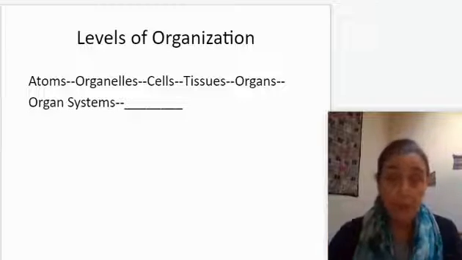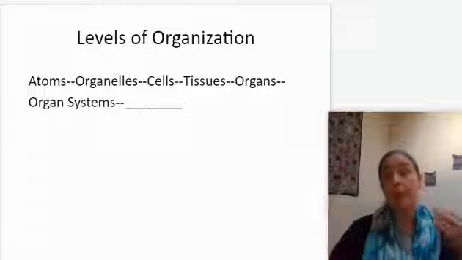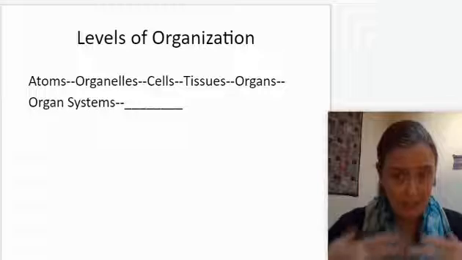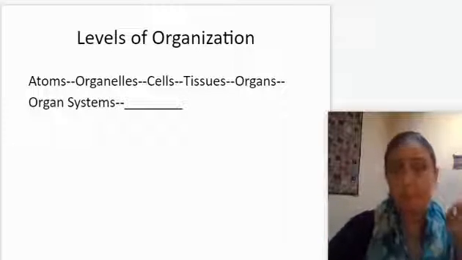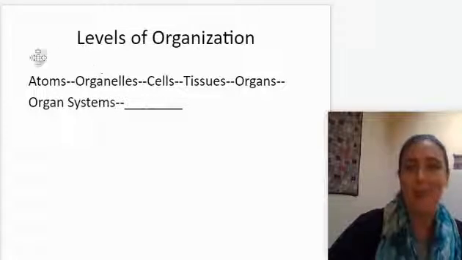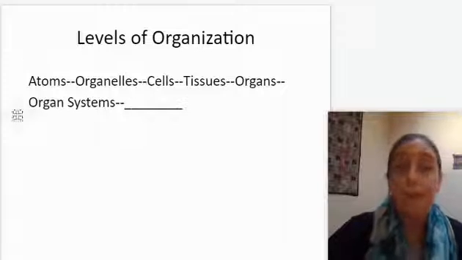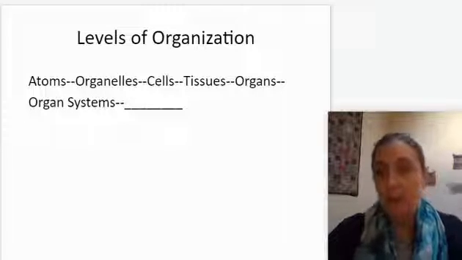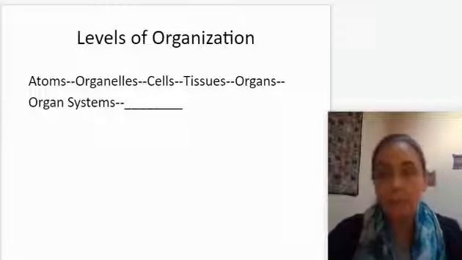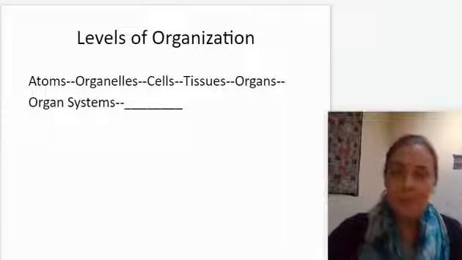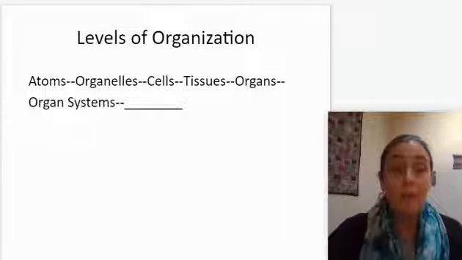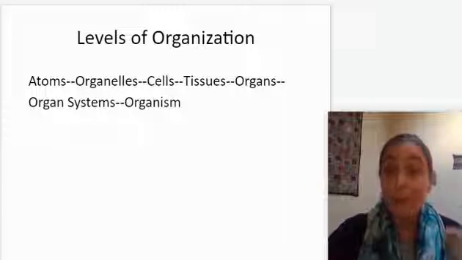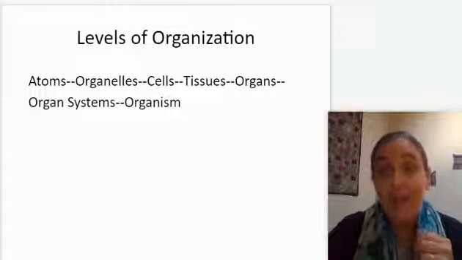So you have your digestive system, you have your nervous system, you have your circulatory system. Each of those systems is made up of organs that are made up of tissues, that are made of cells, that are made of organelles, that are made of atoms. And all those organ systems together, your circulatory system, your respiratory system, your nervous system, your reproductive system, your excretory system, all of those together make up you. You are an organism, okay?